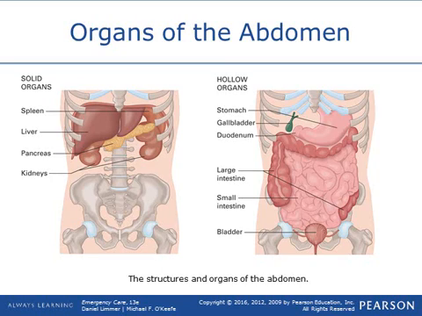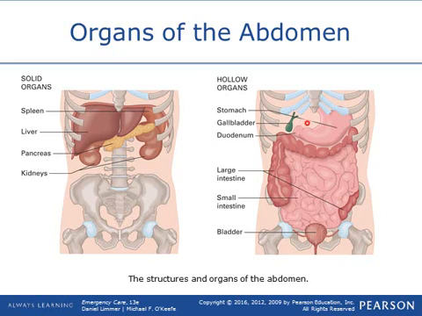Organs within there are the solid organs. The spleen is located in the upper left quadrant. The liver, very big, upper right quadrant. Pancreas, kind of in the epigastric area of the body. And kidneys on the posterior side, kind of towards the flanks.